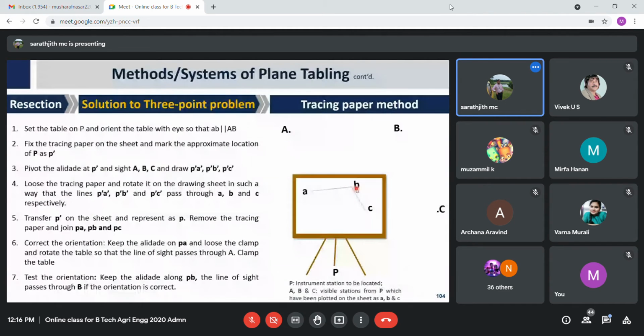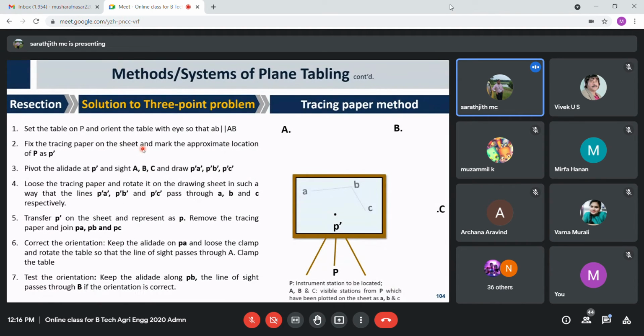Then fix the tracing paper on this sheet. You have a drawing board, you have placed your drawing sheet over here. Then above that you keep a tracing paper and mark the approximate location of P as P dash. So you keep a tracing paper, then you transfer the point P onto the tracing paper as P dash.